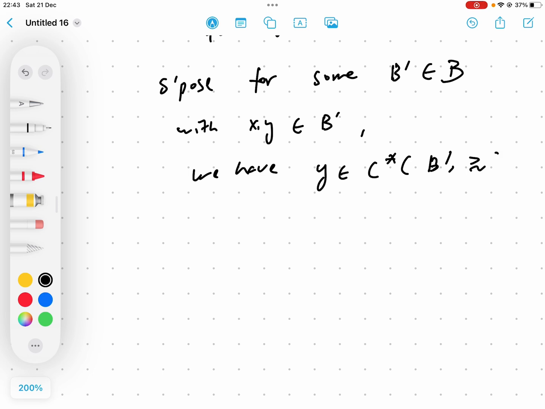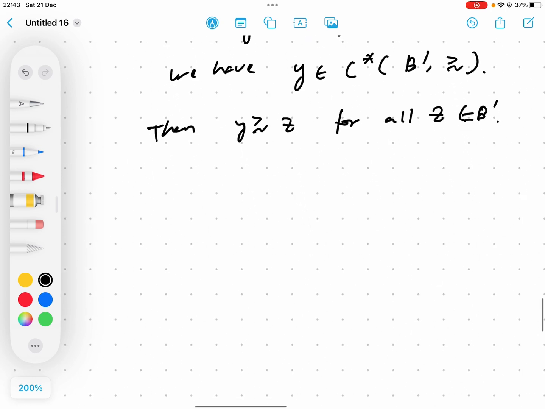In this B prime, let's say if y is chosen, then this immediately implies that y must be weakly better than z for all z in B prime. But we already know that x is weakly preferred to y.